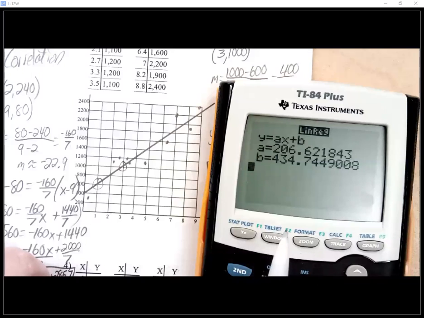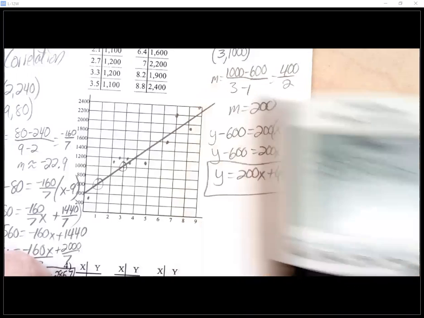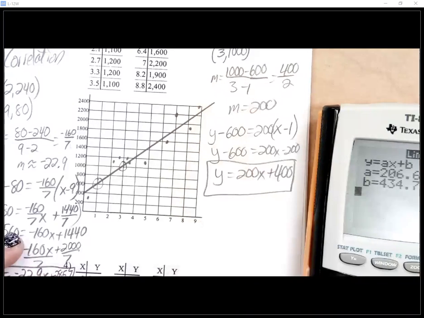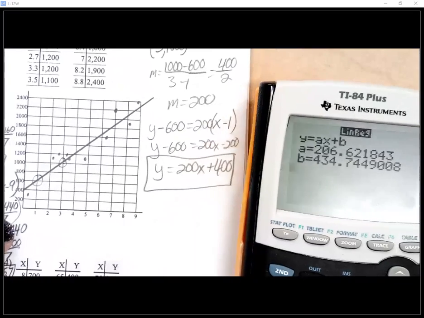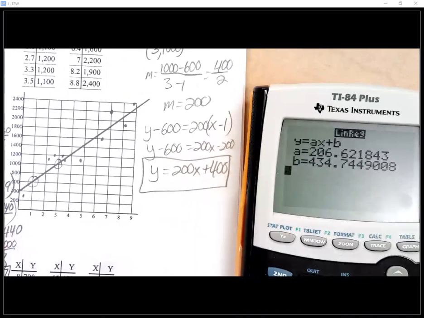Can I do what? For your slope. Oh, my slope? Yes. Oh, yeah.